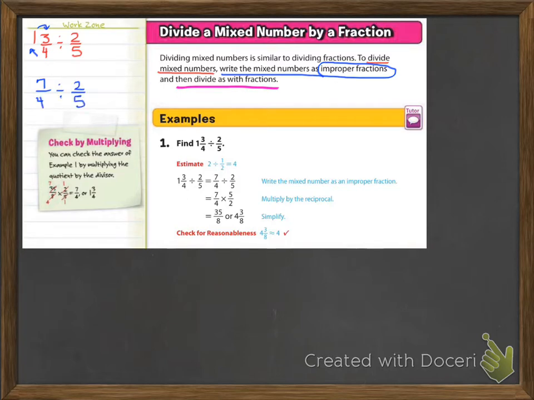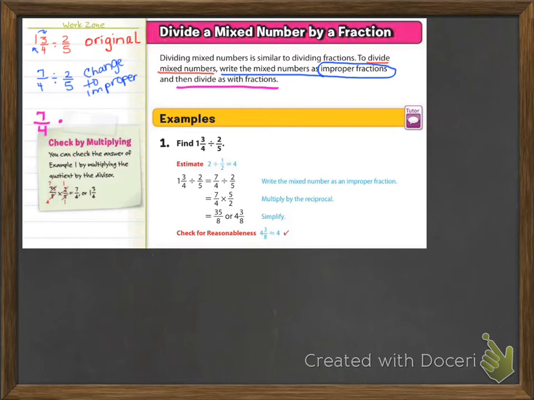Now I want you to understand that that second line has to be changing it from a mixed number to an improper fraction. All right, so you have your original problem up top. Then you have the problem where you changed it to an improper fraction, but notice it's still a division problem. And then the next step is going to be to do your keep, flip, change. So we've got 7/4, that's the keep. We're going to flip the 2/5 and make it 5/2, and we're going to change the sign to multiplication.